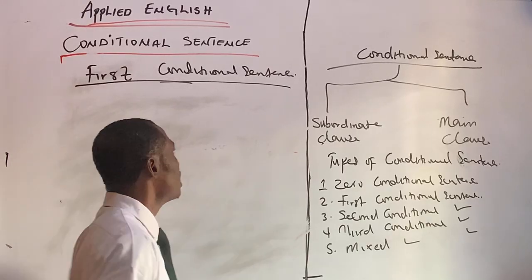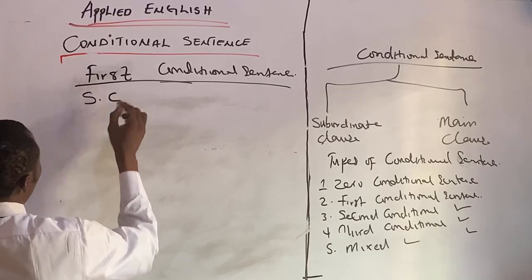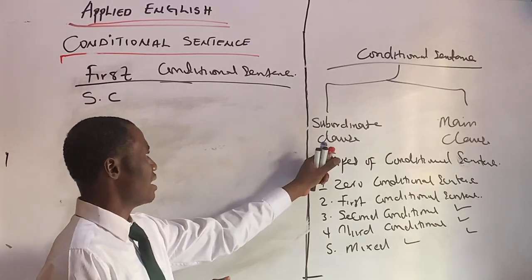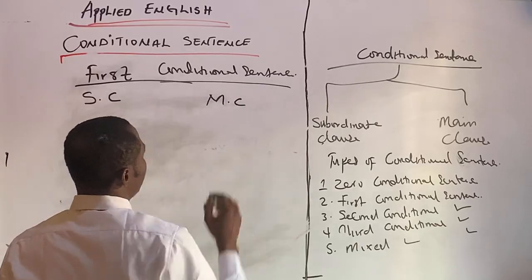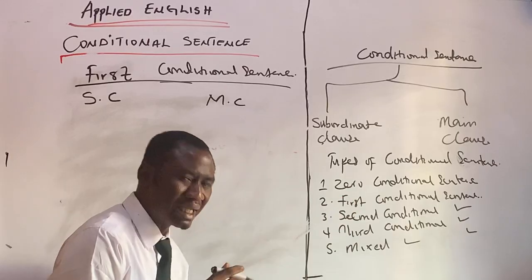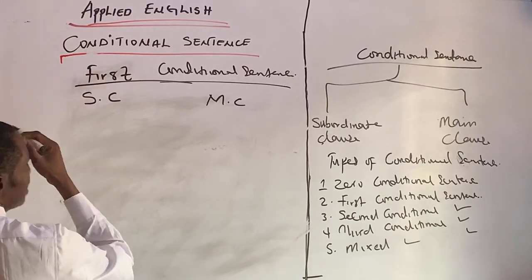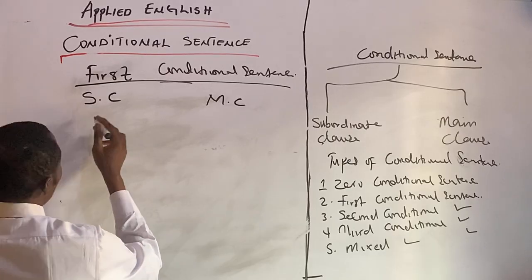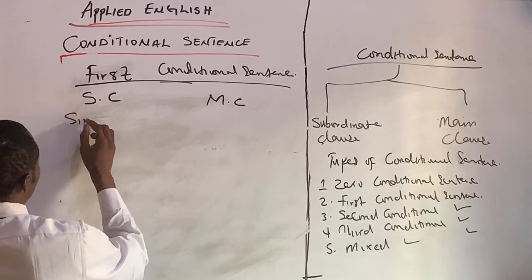The rule to use is that for the subordinate clause, recall I said let's use SC for subordinate clause and then MC for main clause. All right, MC is not main clause, we just denoted it as that of main clause. Now, we said that this is a subordinate clause. It should be in the present tense, simple present tense.